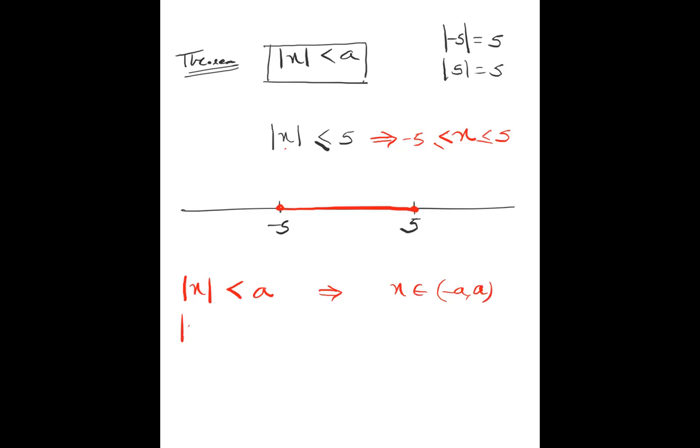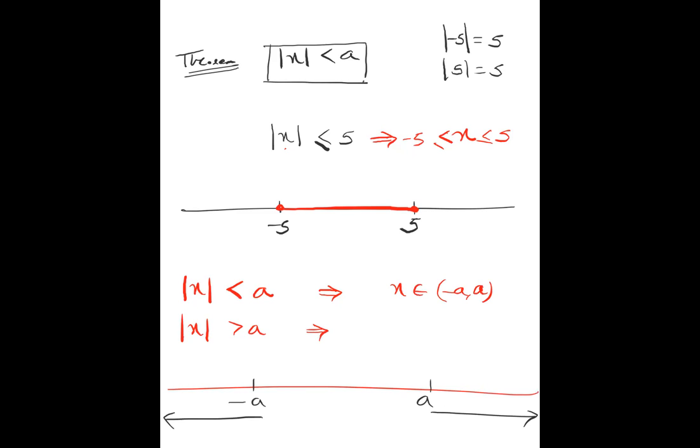And if mod of X is greater than a, that implies that, if you just think on that, mod of X is greater than a means it may be this side or it may be this side. Okay. So it will imply that X belongs to either -infinity to -a union a to infinity, either this or this way. Okay. And even if you can write greater than equal to also, then this brackets alone will change.